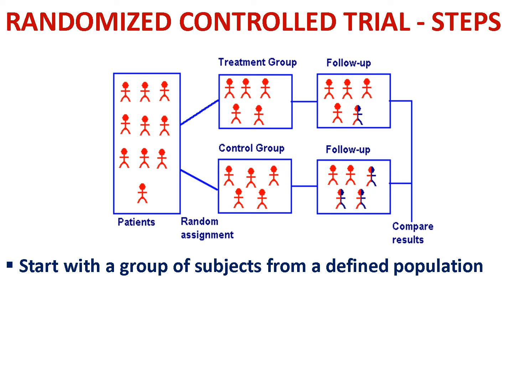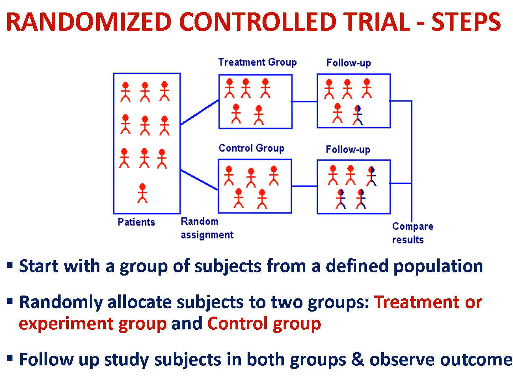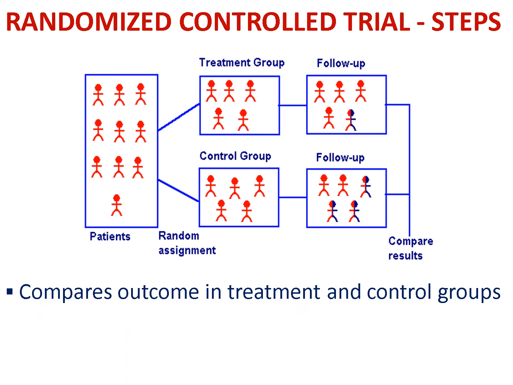Start with a group of subjects from a defined population. Randomly allocate subjects to two groups: the treatment or experimental group and the control or comparison group. Follow up the study subjects in both groups and observe the outcome. After that, compare the outcomes in the treatment group and the control group.